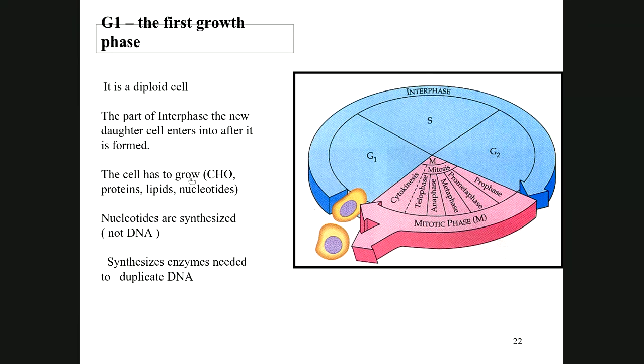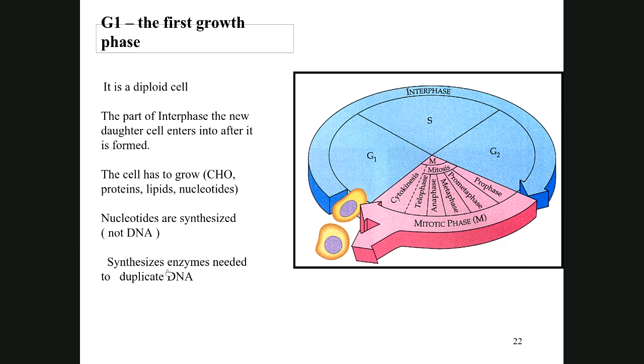So the cell has to grow, and in G1 it's going to be producing proteins, carbohydrates, lipids, and nucleotides. Remember what nucleotides are? They're the building blocks of DNA. So it's not building DNA in here, it's making the building blocks, as well as enzymes, which are part of the protein component. So it's growing its biomolecules and growing the building blocks for replicating the DNA. So it's trying to increase itself in size. So nucleotides are synthesized, not DNA.